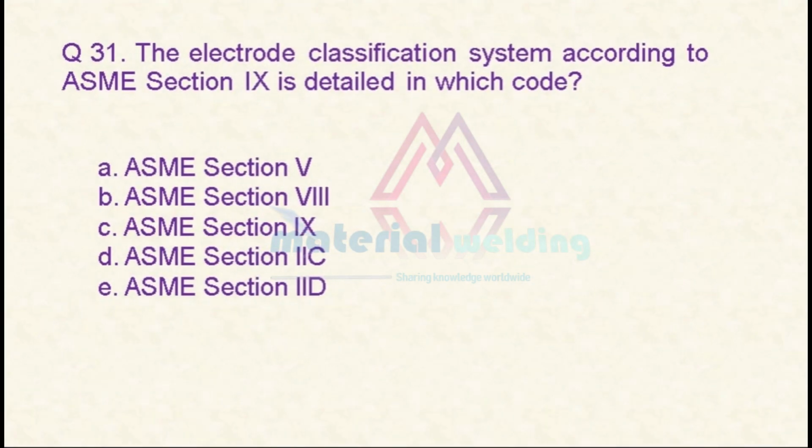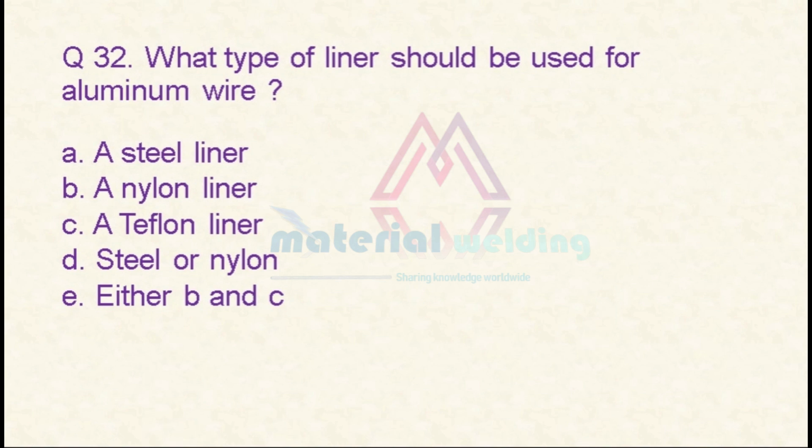Question 31. The electrode classification system according to ASME Section 9 is detailed in which code? A. ASME Section 5. B. ASME Section 8. C. ASME Section 9. D. ASME Section 2C. E. ASME Section 2D.